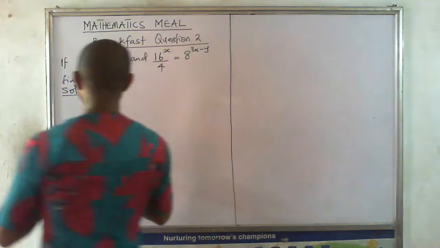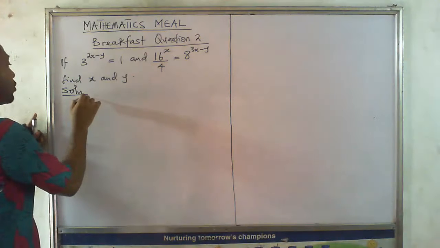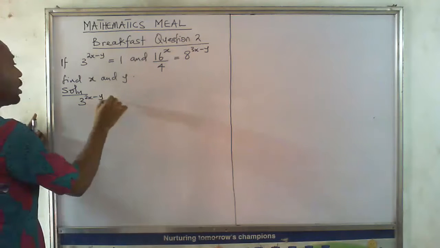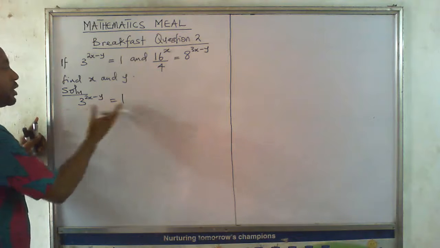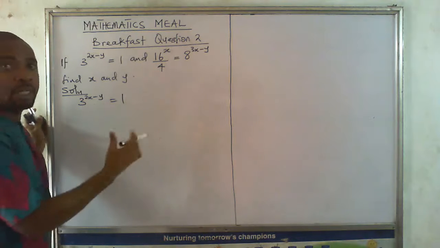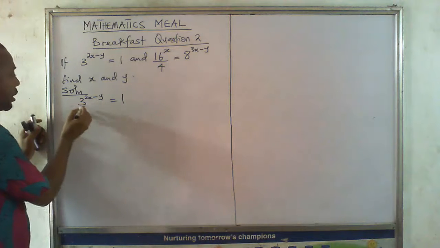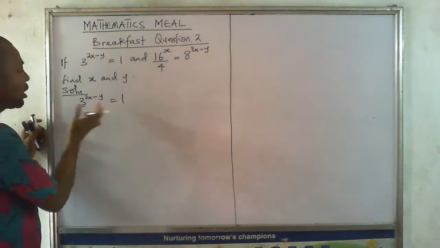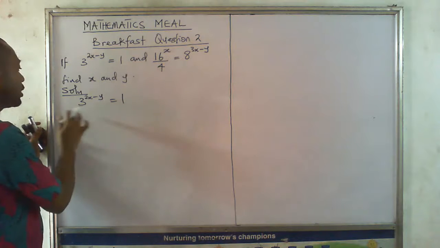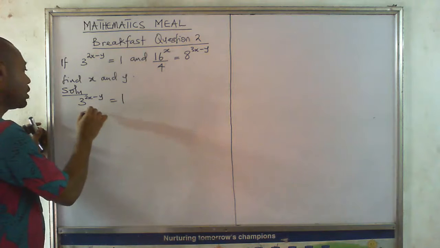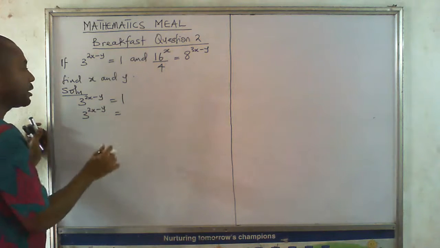So let's look at this. We have 3 raised to the power 2x minus y is equal to 1. The first thing I need to do is to express both sides in the same base. The base here is 3, here 1. I need to make the bases to be the same. So that's what we call the common ancestors method.